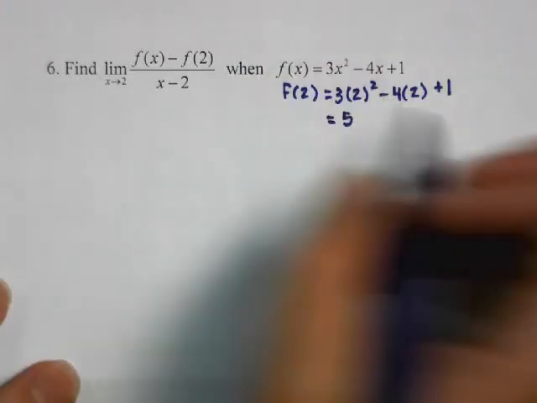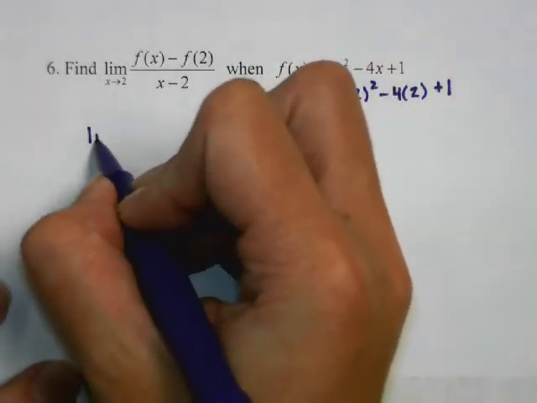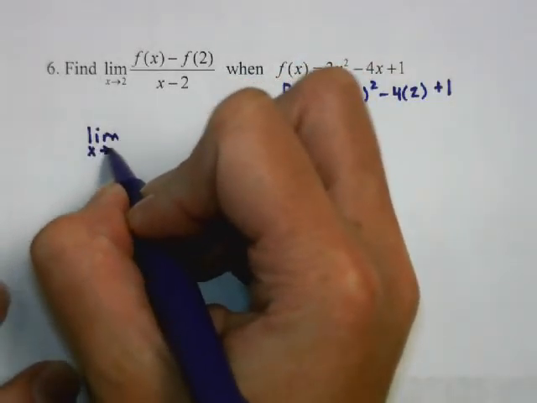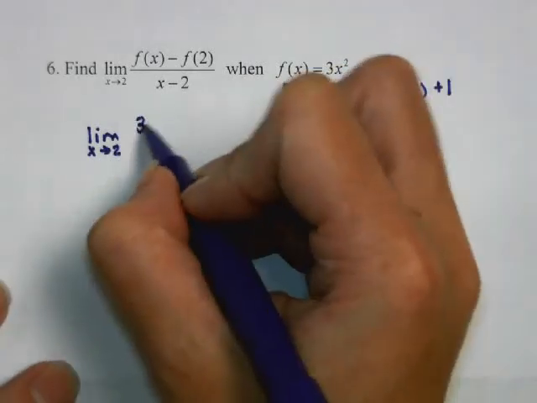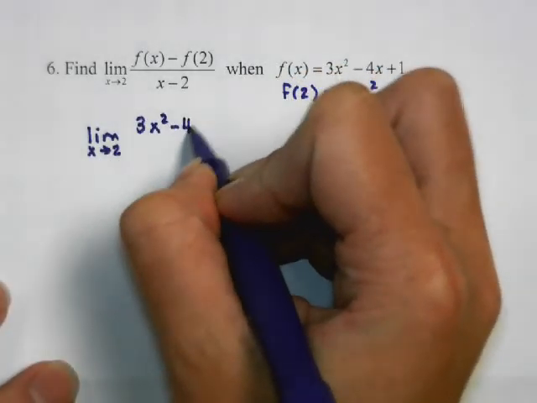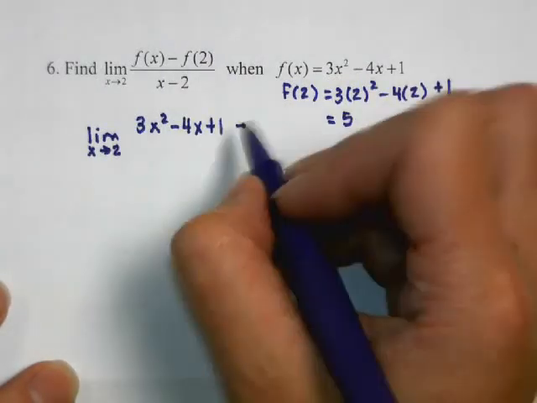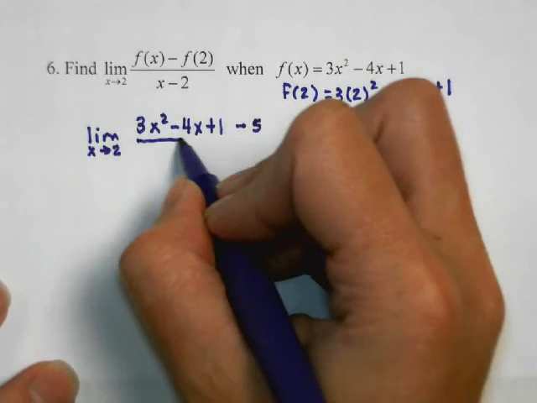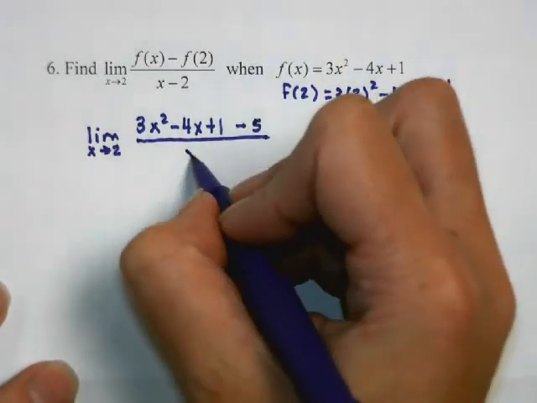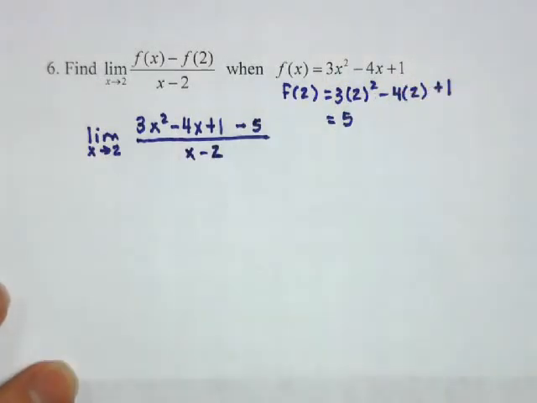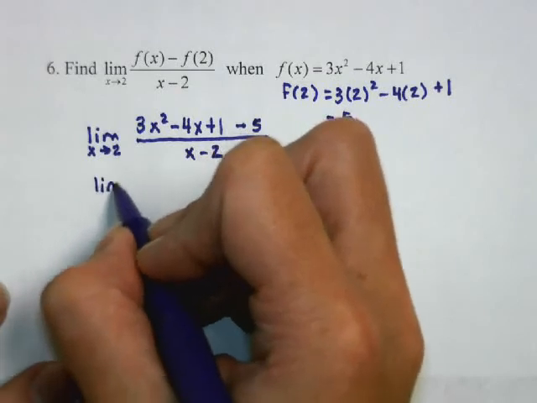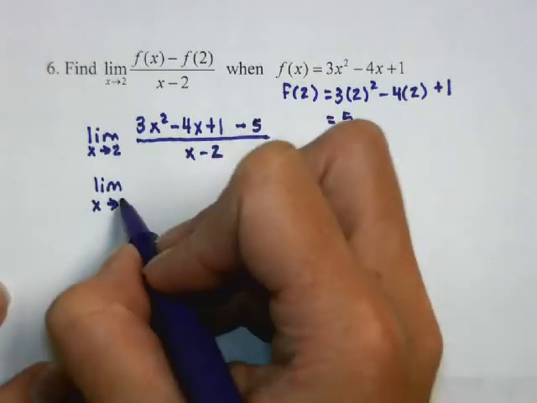So now we're going to plug our information in here. So we're going to have the limit as x goes to 2 of f of x, which is 3x squared minus 4x plus 1, minus f of 2, which is 5. Okay, we'll simplify that down, and then we'll factor.